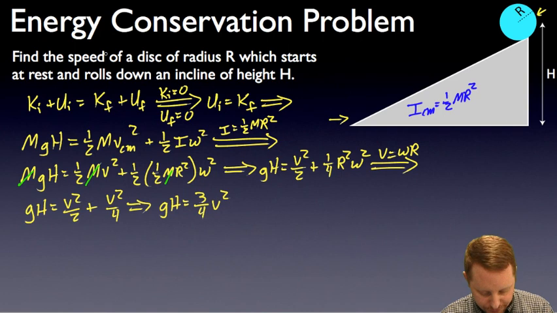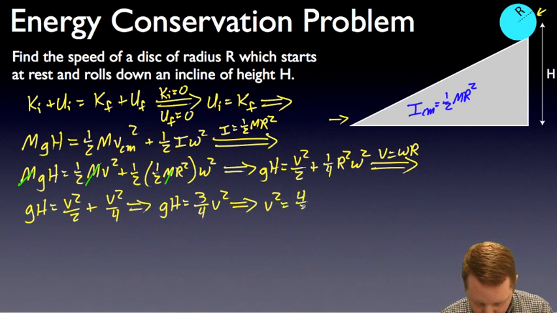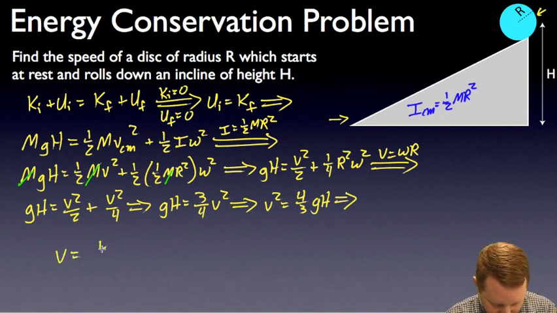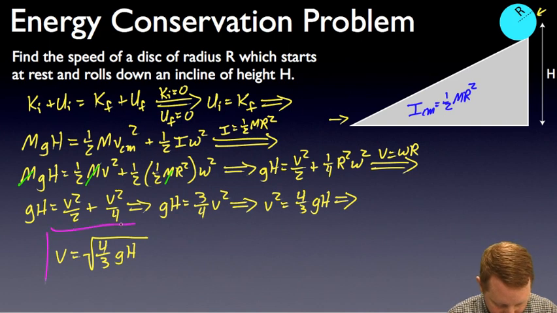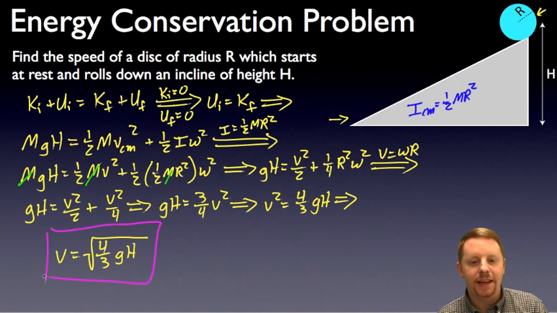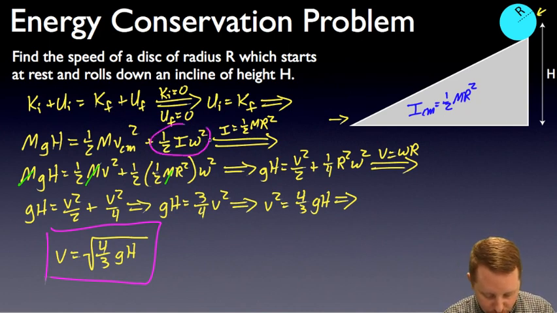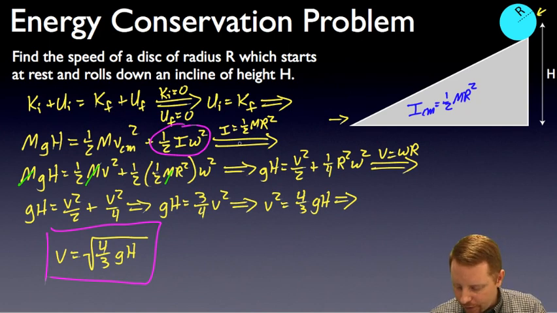And if I'm solving for the speed, let's get v all by itself with a little bit of algebra. V squared is going to be equal to 4/3 GH. Therefore, it's pretty easy to see if I take the square root of both sides that v is going to be equal to the square root of 4/3 GH. Okay, application of conservation of energy, but now we're taking into account the rotational component as well. All right, let's move on here.